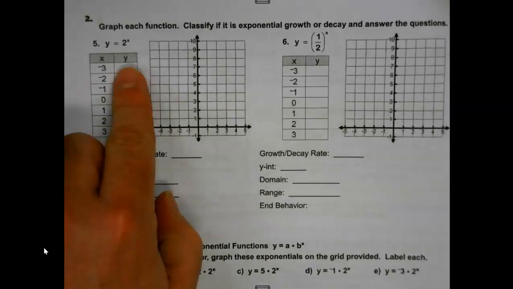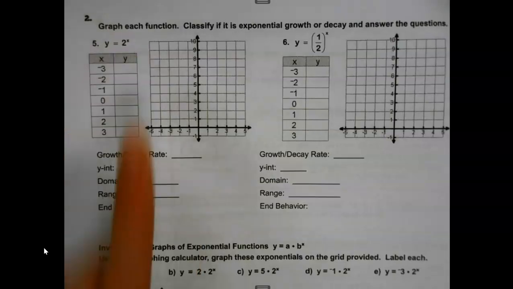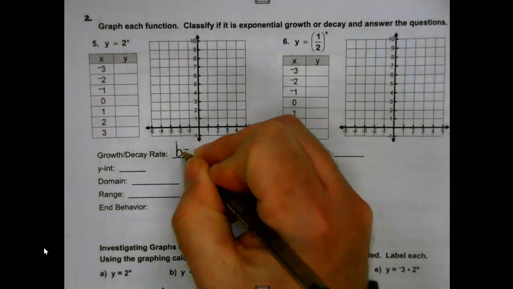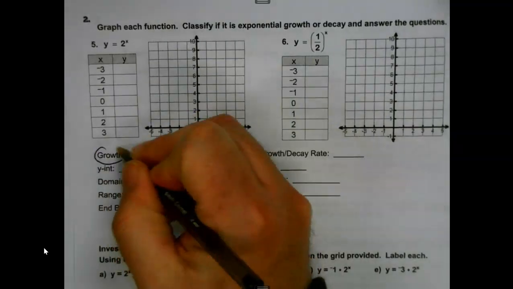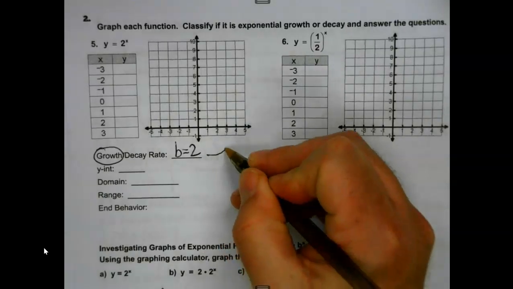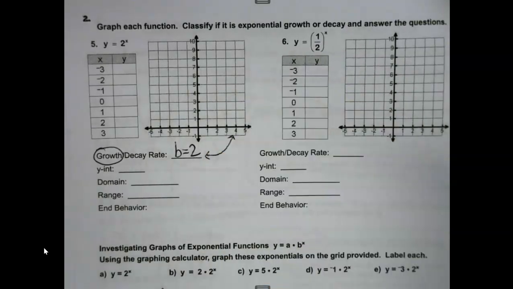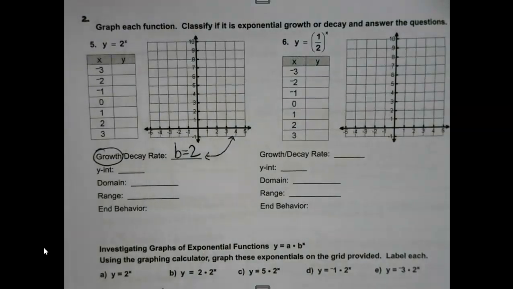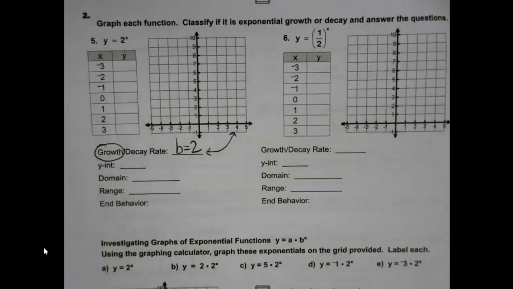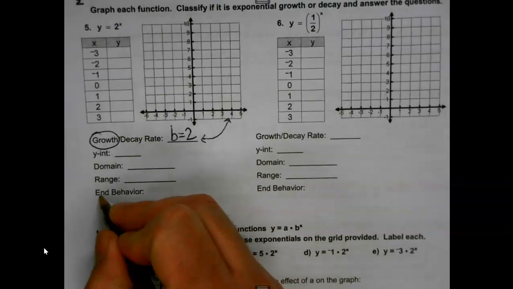What's my b value on number 5? Well, I don't have a lot of choices. 2 is the only number there. So if b equals 2, is this growth or decay? Growth. Okay, so we know with growth, it's going to look like this. So before we even graph it, I'm going to mention one other thing, and then the rest I'm hoping we're going to kind of knock out as we go here.